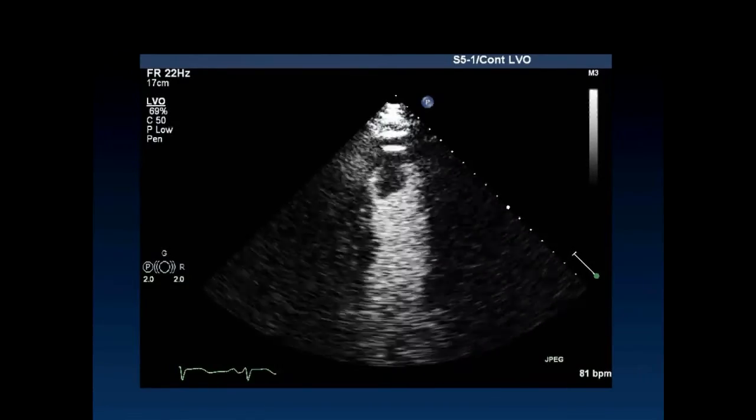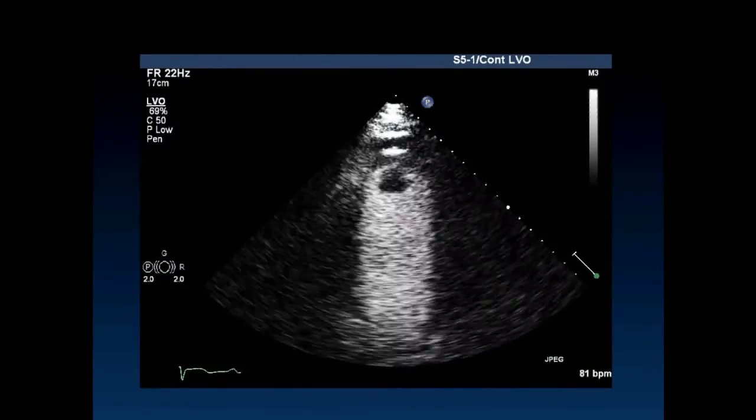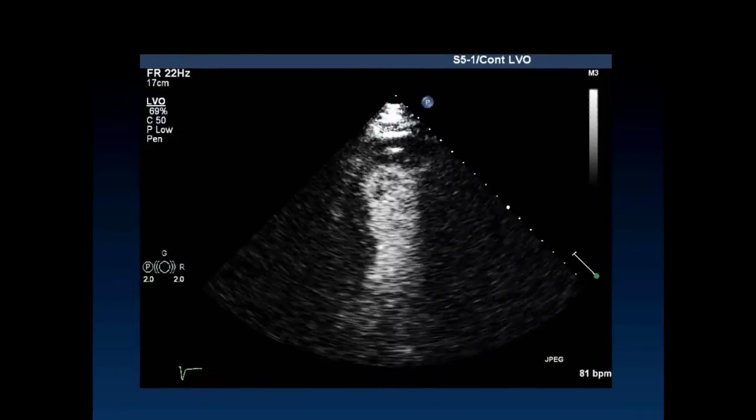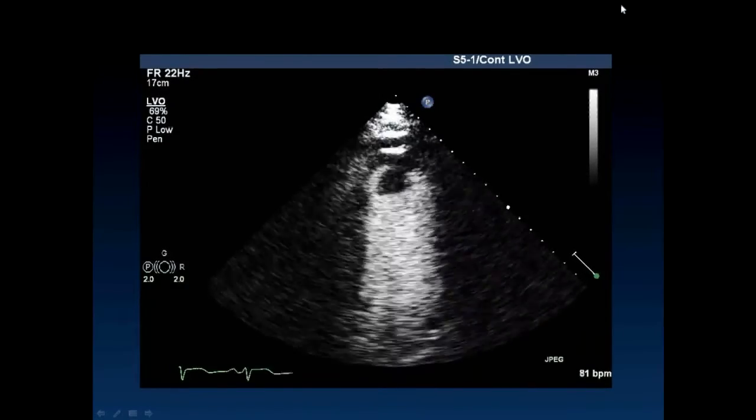This, of course, is an example of a patient with an obvious apical wall motion abnormality and a pedunculated thrombus at the apex.